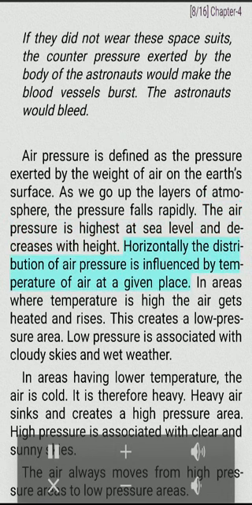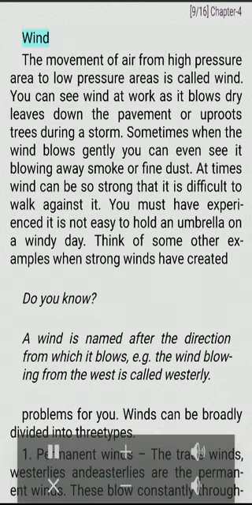Horizontally, the distribution of air pressure is influenced by temperature of air at a given place. In areas where temperature is high, the air gets heated and rises. This creates a low pressure area. Low pressure is associated with cloudy skies and wet weather. In areas having lower temperature, the air is cold. It is therefore heavy. Heavy air sinks and creates a high pressure area. High pressure is associated with clear and sunny skies. The air always moves from high pressure areas to low pressure areas.